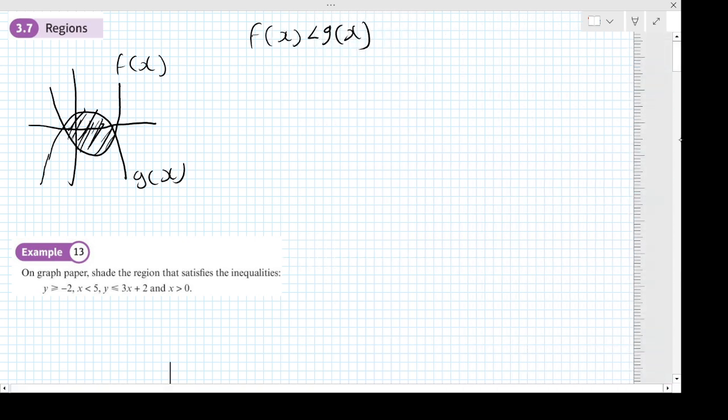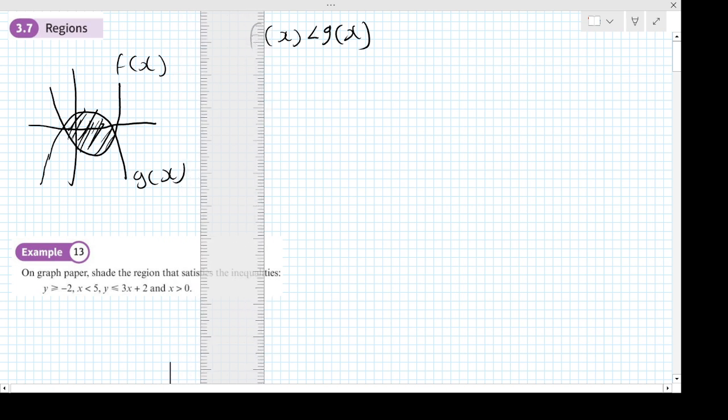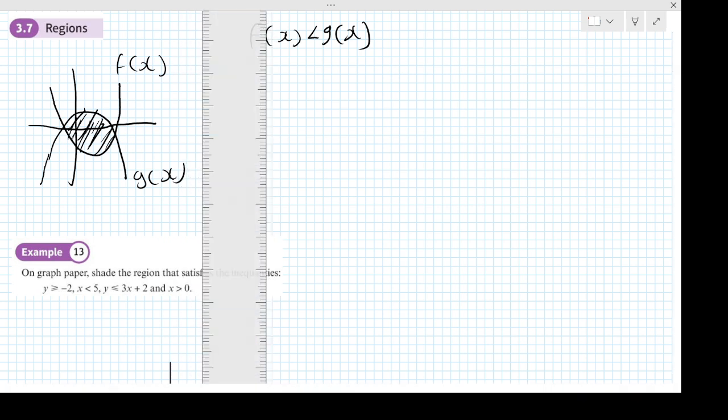And that's the whole premise. Instead of solving an inequality algebraically, like we did earlier in the chapter when we solved linear and quadratic inequalities, in this section we're going to solve inequalities graphically. We're going to use the ideas that we looked at last time, but extend them.